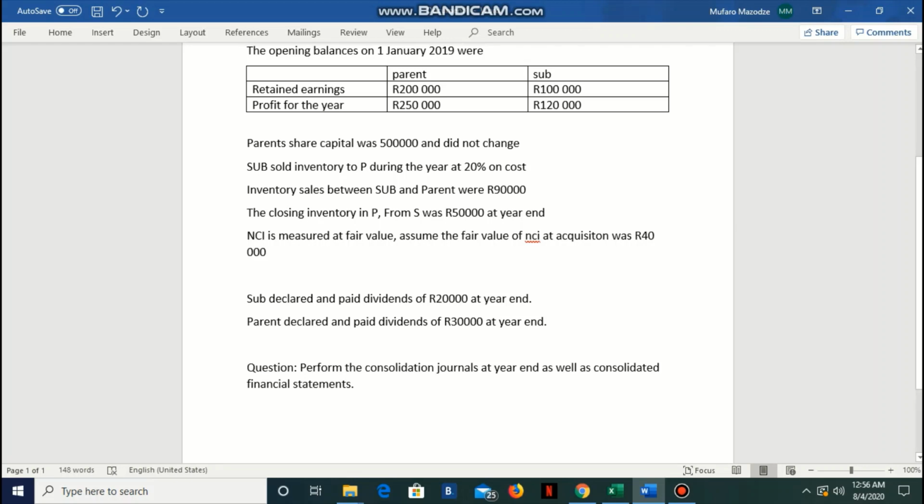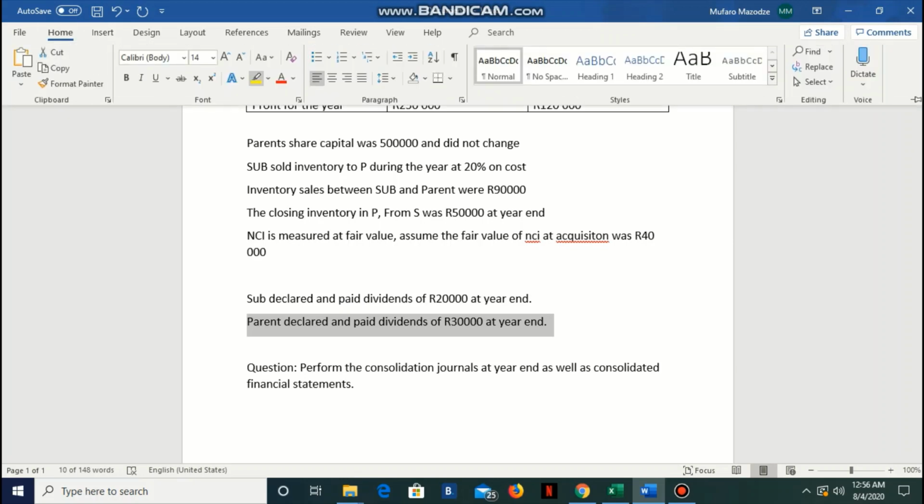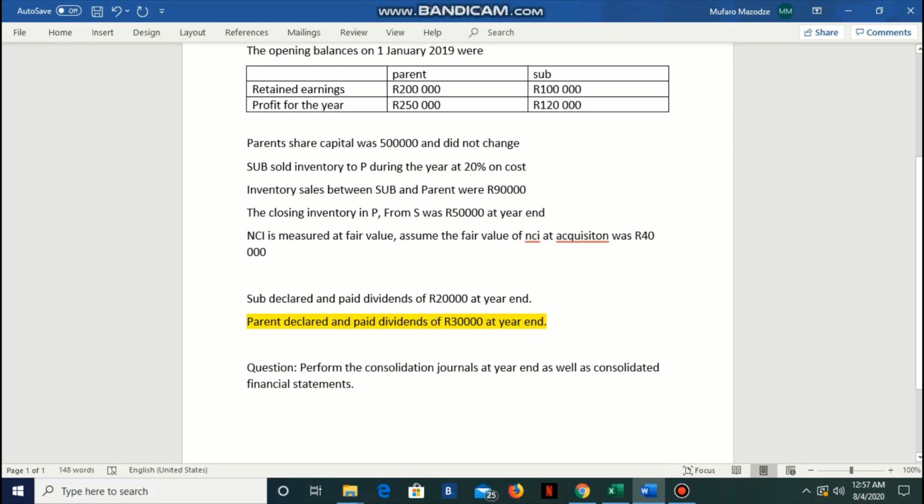And this is something I always forget, and it's actually an easy mark: how do you treat that in your consolidated statement of changes in equity. I made this example because group statements can be very overwhelming because they're so long, but they're actually quite easy when you understand what is going on. And the question is, perform the consolidation journals at year end as well as the consolidated financial statements.